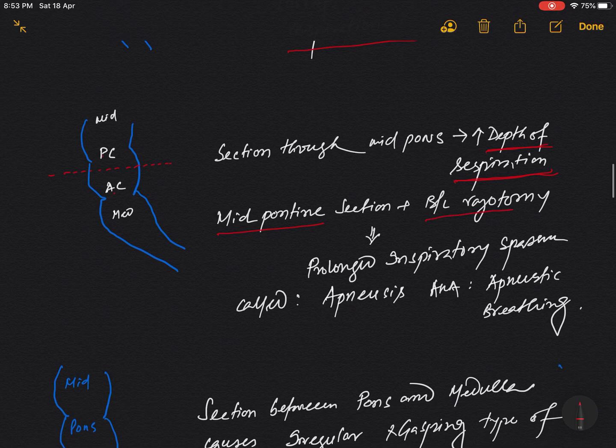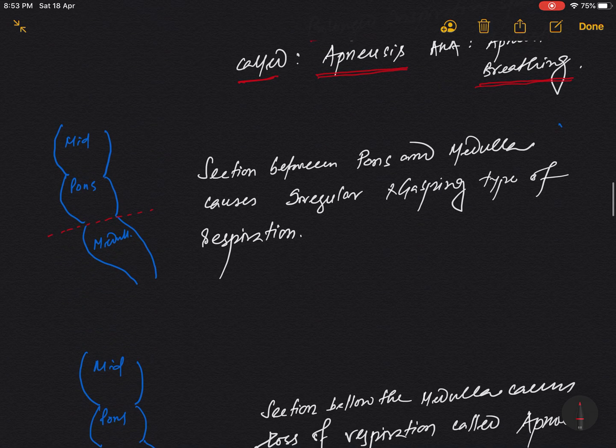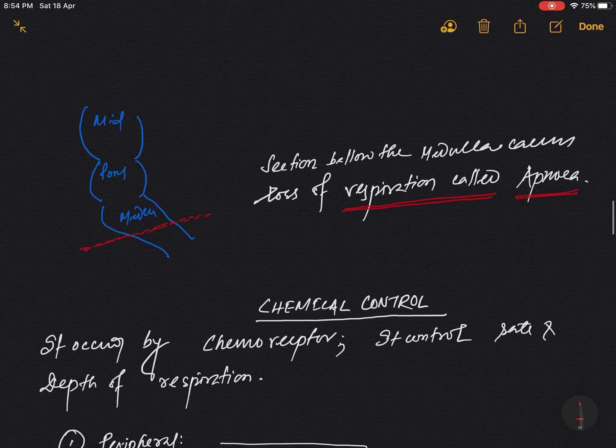If we do bilateral vagotomy plus mid-pontine transection, there will be no negative regulation of depth of respiration, so there will be prolonged inspiratory spasm. That prolonged inspiratory spasm is called apneusis, also known as apneustic breathing. Now, if we do transection between pons and medulla, the smooth control of respiration will be gone, leading to irregular and gasping type of respiration. If we do transection below the medulla, there will be loss of regulation of respiration or cessation of respiration, that is called apnea.